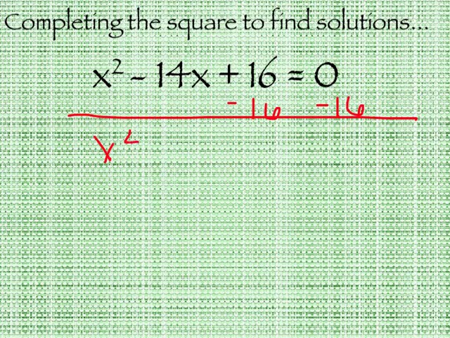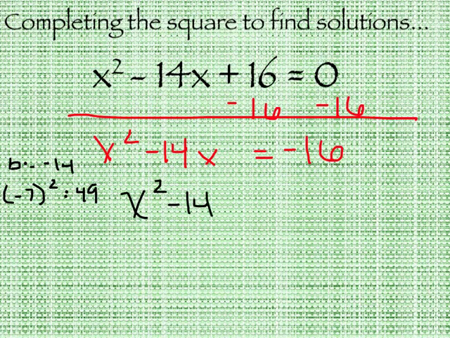We already know it's not going to work, so we'll subtract it from both sides to move it over. And we're left with x squared minus 14x equals negative 16. Now, we want to manipulate the left side of our equation so that we can turn it into a perfect square trinomial. In order to do that, we need to find a number that is the square of half of b. So our b here is negative 14. Half of negative 14 is negative 7. We're going to want to square that, and that will be 49. So our new equation is x squared minus 14x plus 49.